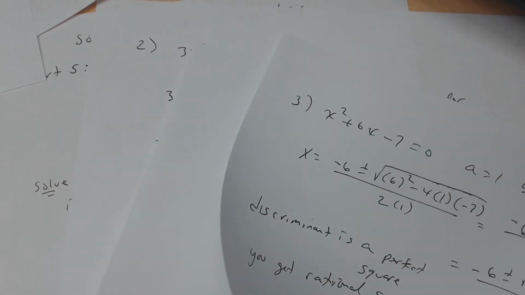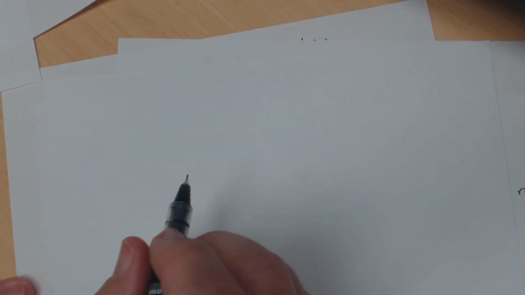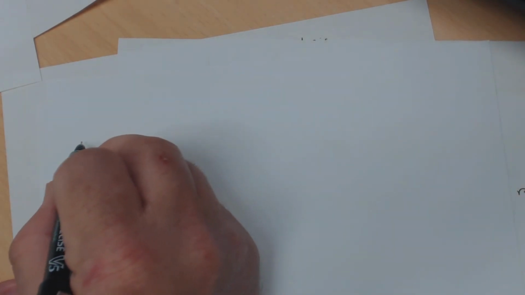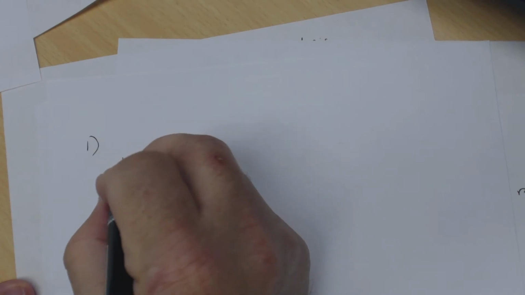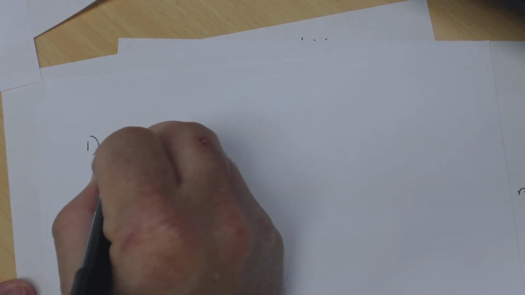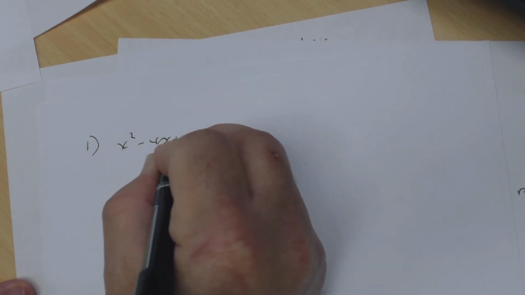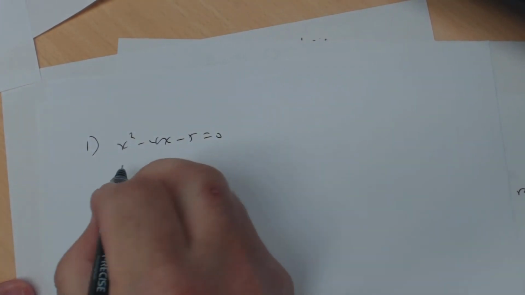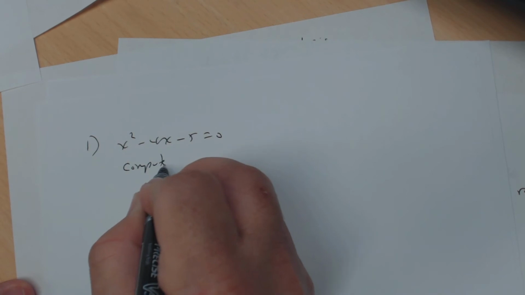Now, in this example in my math lab and in the worksheet, this is going to say compute the discriminant, and then determine the number and type of solutions. So let's look at this example. Number 1. So suppose we had x squared minus 4x minus 5 equals 0. So without using the quadratic formula, compute the discriminant.